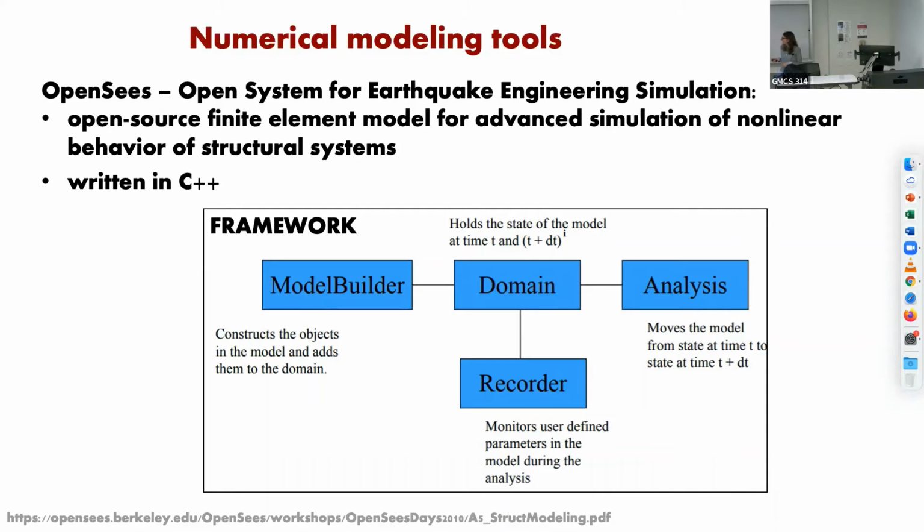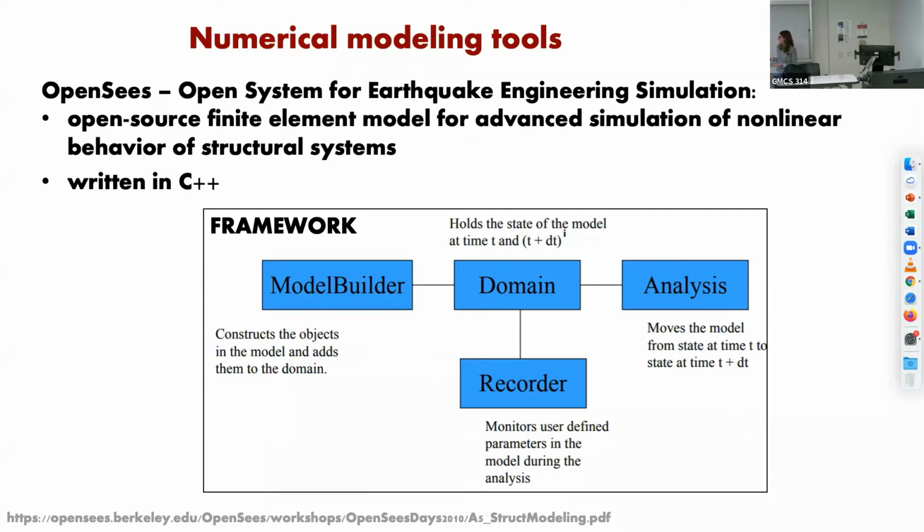This is the main framework of OpenSees. So we have a model builder module here. This is where you put all the information regarding the building, the materials, the geometry, the loading conditions, and so on. And this is communicated with the domain, which is where the state of the model at time t and at t plus delta t is saved.